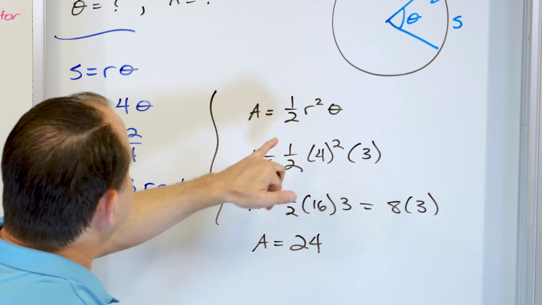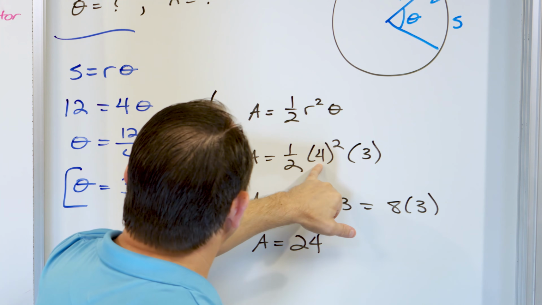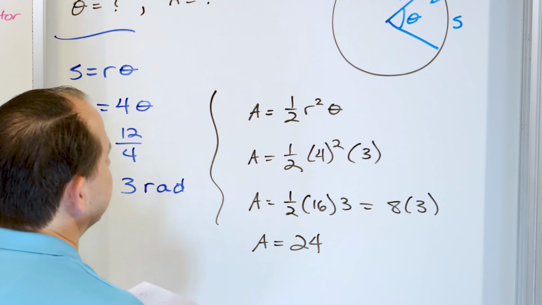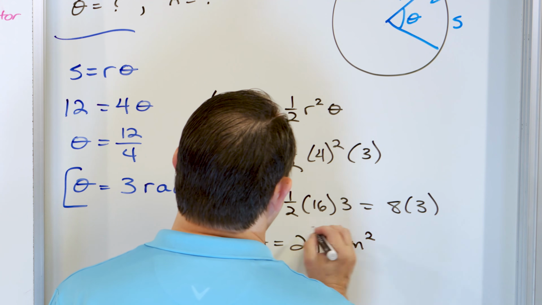24 what? Well, the radius was in centimeters. This was in radians. And so if we have centimeters, we're squaring it. We're going to get square centimeters. So we can put centimeters squared or square centimeters right here.